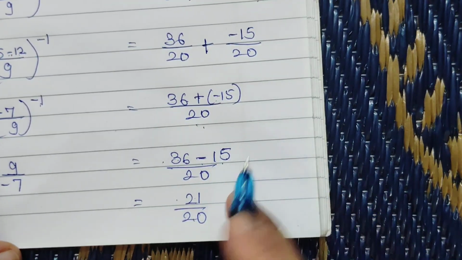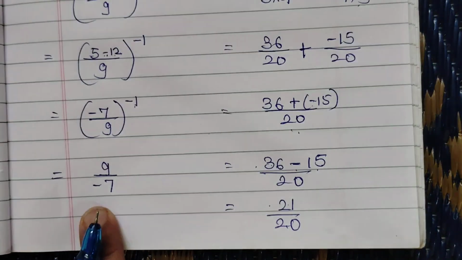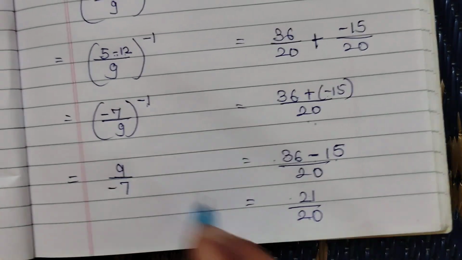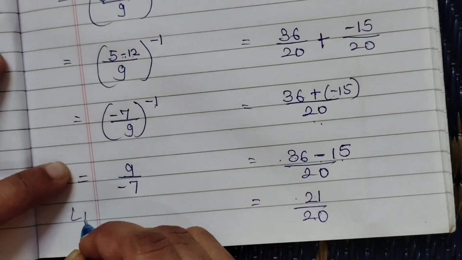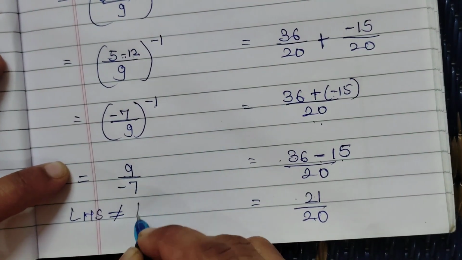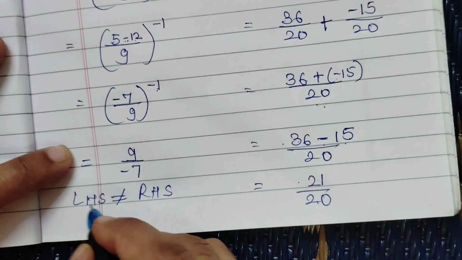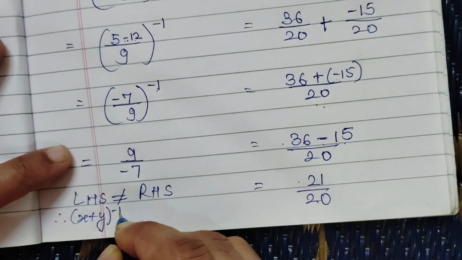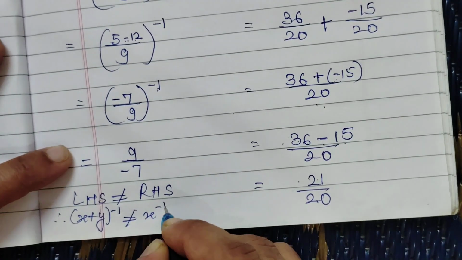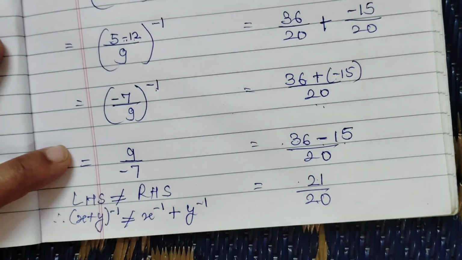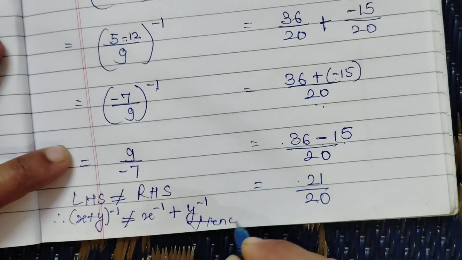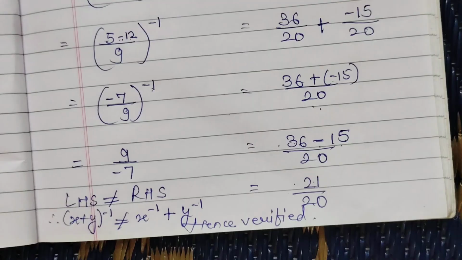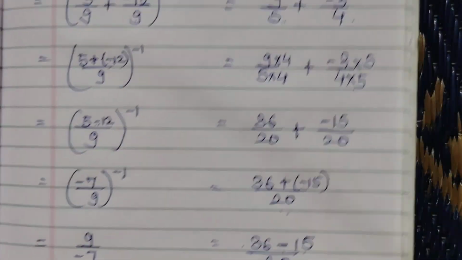21 upon 20. This is the right hand side I got, and this is the left hand side. Both are not equal. So what I will write? LHS is not equal to RHS. Okay, and we'll write the question: x plus y the whole raised to minus 1 is not equal to x raised to minus 1 plus y raised to minus 1. Hence, verified. Okay, so we have completed question number 5.